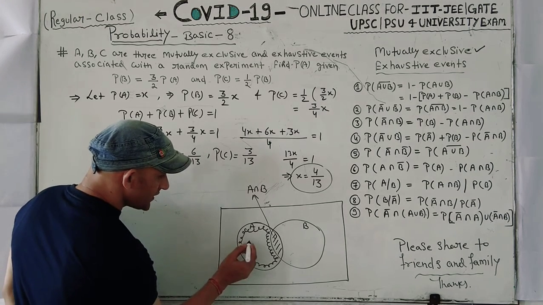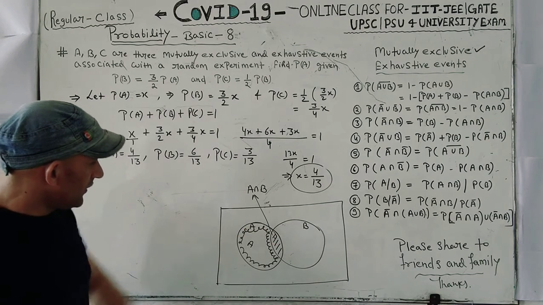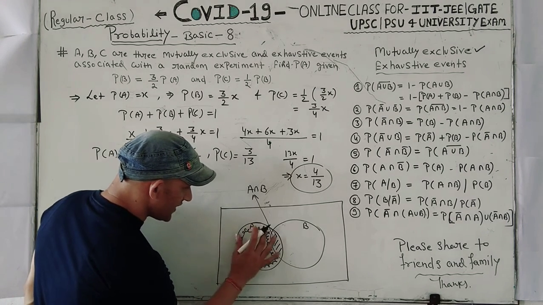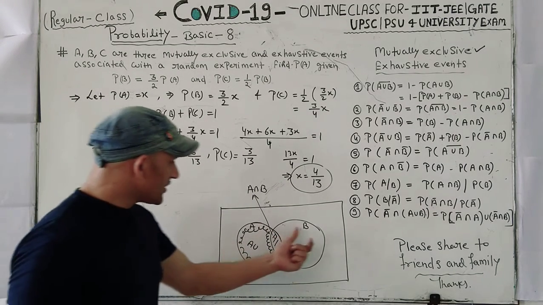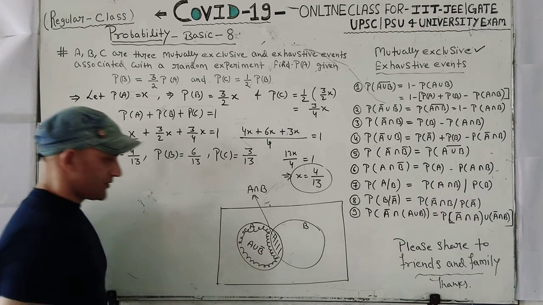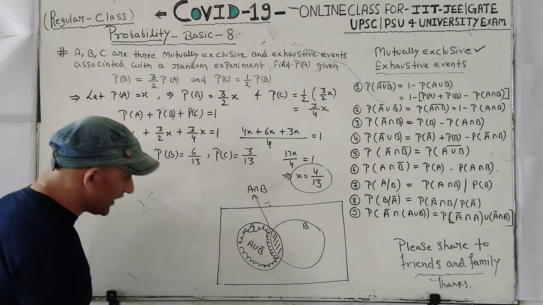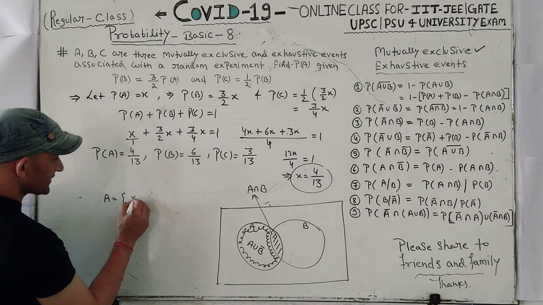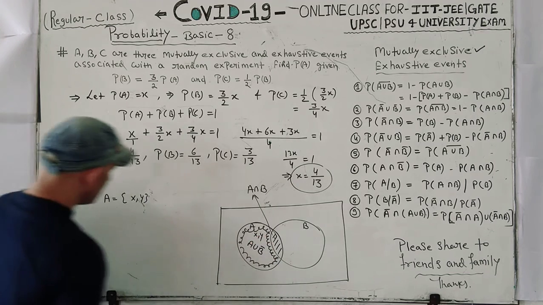Only A means A intersection B complement. B complement means you have A. We will explain by another example. Let A be equal to X and Y, here X and Y.